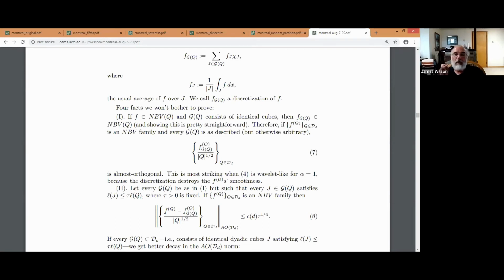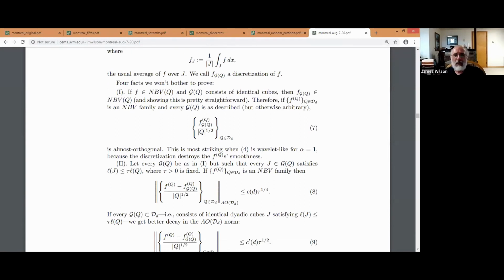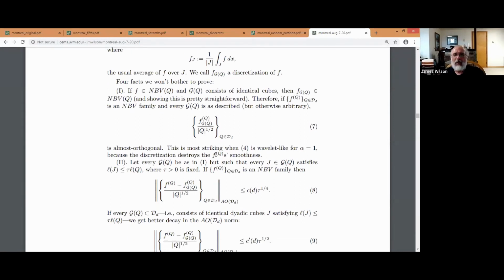Okay. What's interesting is that if these functions are Hölder continuous of order 1, so that they're wavelet-like, and you replace them by averages over subcubes, which don't need to be in any way nicely behaved, you still get an almost orthogonal family, which is kind of great, because the discretization has totally destroyed the smoothness. Okay.